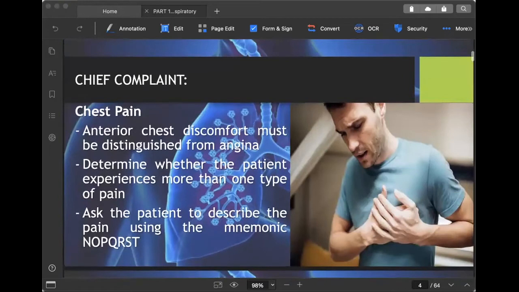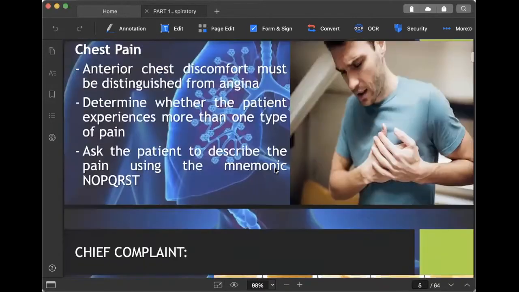Now here, chest pain. Anterior chest pain or discomfort must be distinguished from angina. This one we've already tackled in the previous term about cardiovascular disease. This will also determine whether the patient experiences more than one type of pain, and ask the patient to describe the pain using the mnemonic NOPQRST. Now let's move on here.